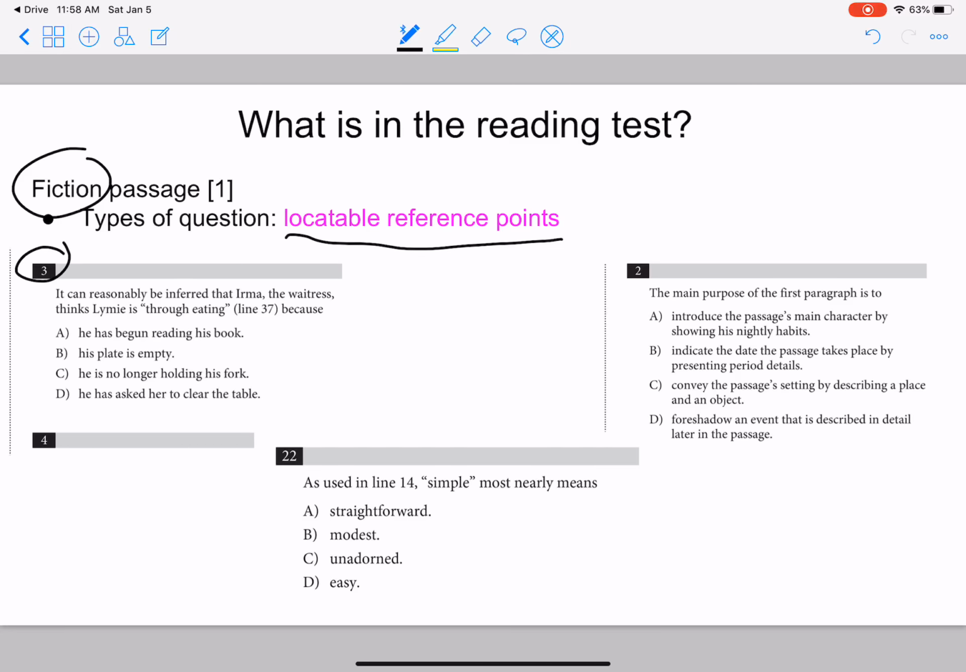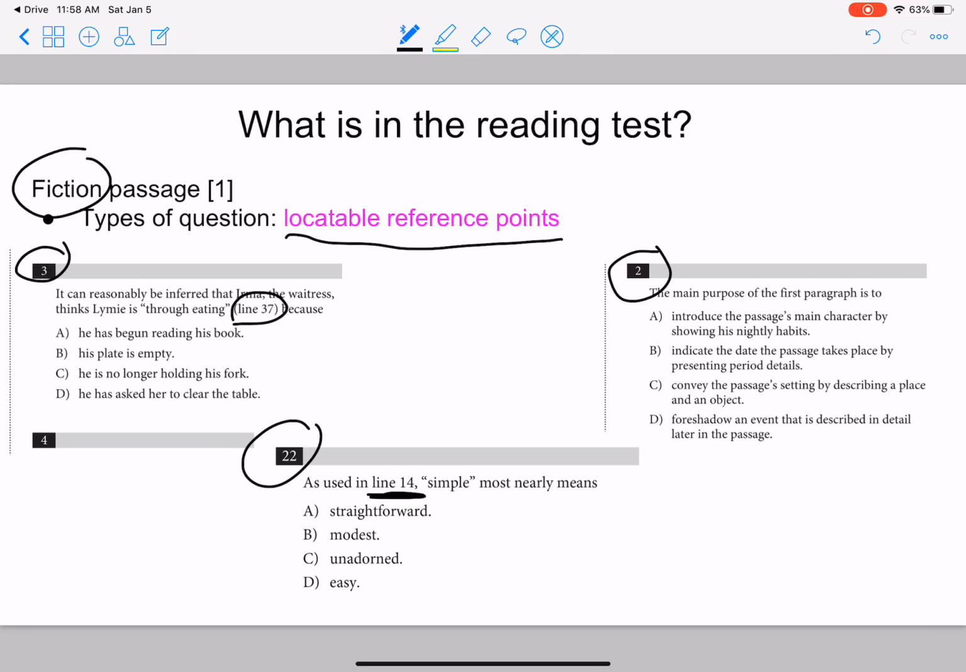So we can look at this one right here. It can reasonably be inferred that Irma, the waitress, thinks Lemmy is through eating line 37 because it gives us line 37. So we could find the answer by going to line 37, reading around line 37. The answer to that question is going to be there. So we have a specific point, a locatable reference point where we can find our answer. Look at number 22. As used in line 14, simple most nearly means, we get line 14, so we have a specific point where we can find the answer.